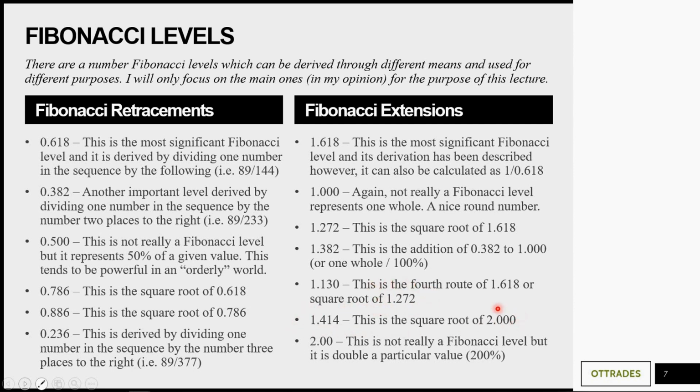1.414 is the square root of 2, and again 2 is covered here. It's not really a Fibonacci level, but it's double a particular value, or double that whole, or 100%, to give us 200%. So like I said, there's a couple in there that aren't really Fibonacci levels or to do with the sequence, but they're nice whole numbers.